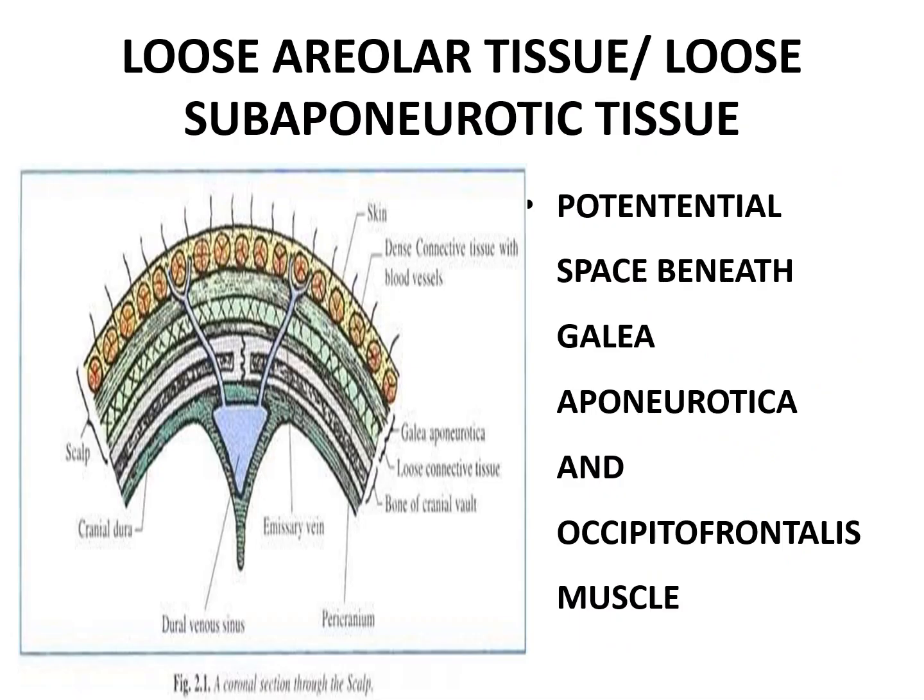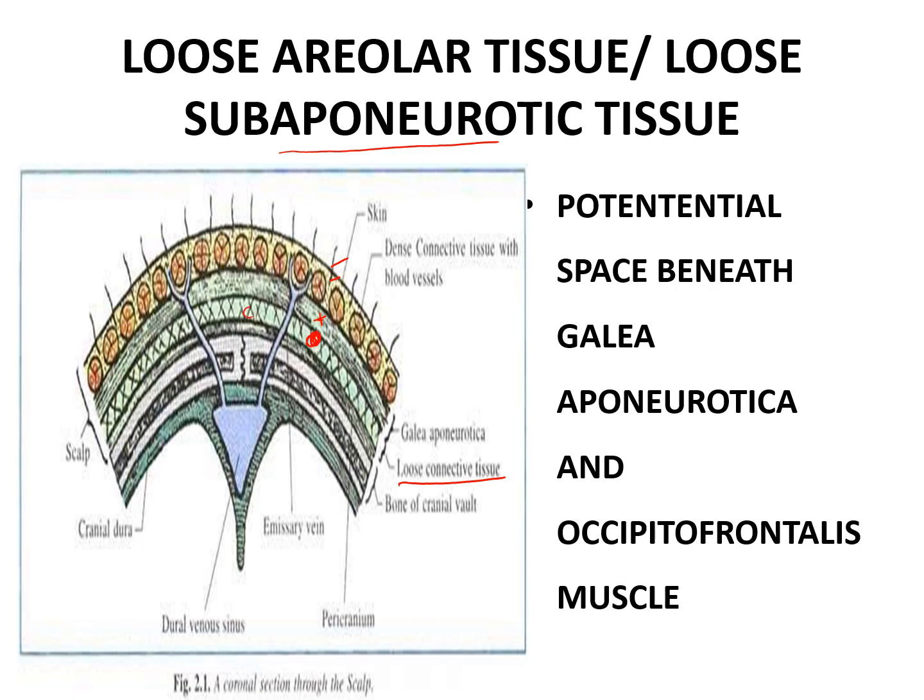Now we are moving on to the fourth layer, which is the loose connective tissue. It's also called the subaponeurotic tissue. You can see here, this is the skin, this is the second layer connective tissue, this is the third layer of the aponeurosis, and this is our fourth layer, which is the loose areolar tissue.